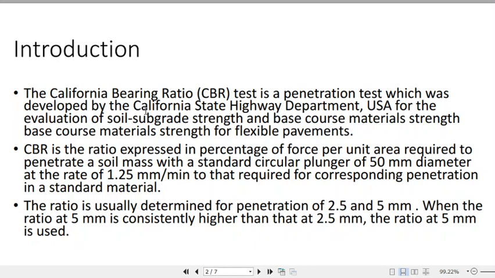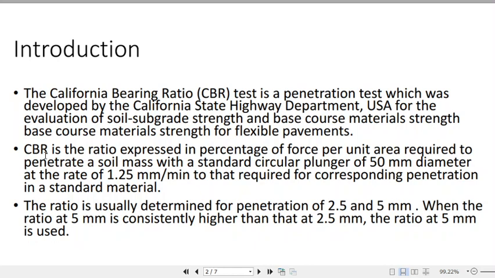the California Division of Highways as a method for evaluating the stability of soil subgrade and other flexible pavement materials. Now, the test results have been correlated with flexible pavement thickness requirement for highways and airfield. Now, the CBR test may be conducted in the laboratory on a prepared specimen in a mold, or in situ in the field.